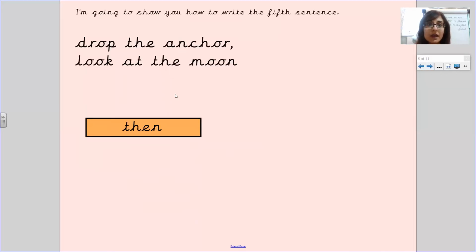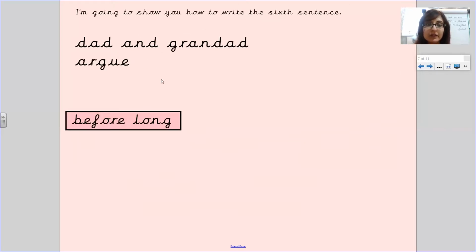Right, here is my idea for my 5th sentence. It's when Dan, he dropped the anchor and he looked at the moon. We're going to use the sentence starter then. After that, I'm going to show you the idea that I've got here that Dad and Granddad argue, and our sentence starter is before long.